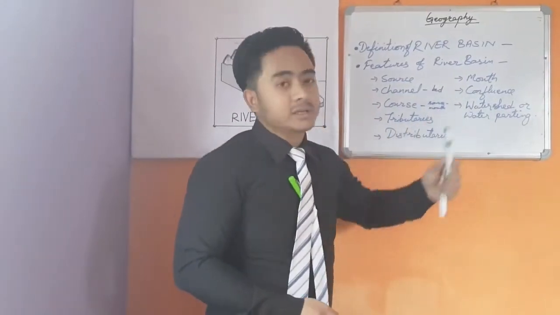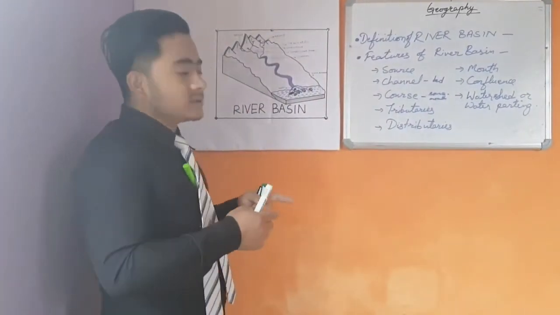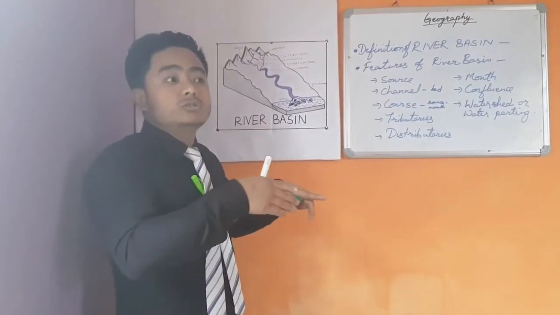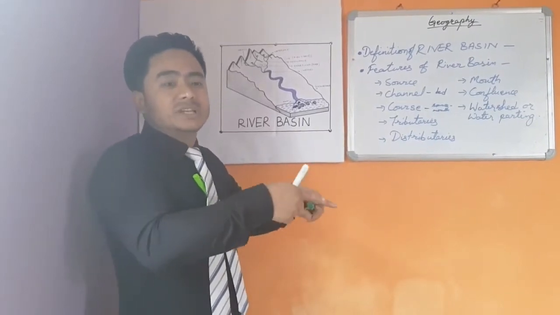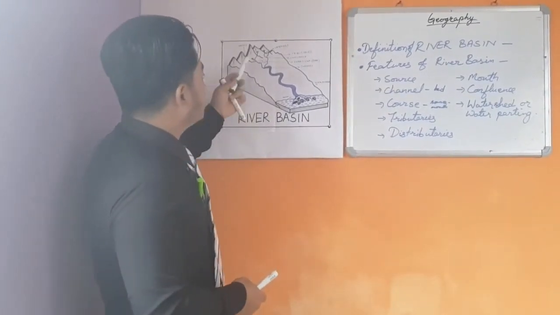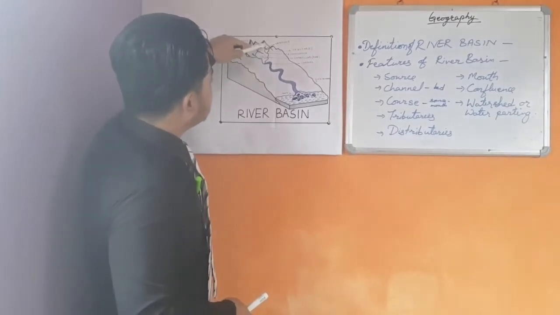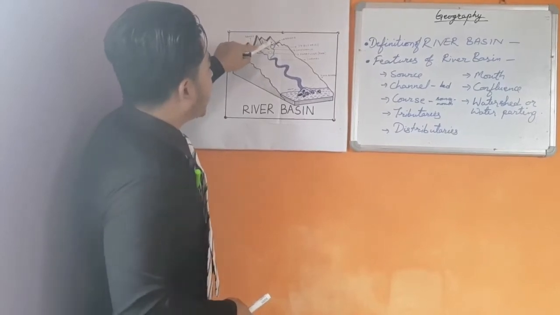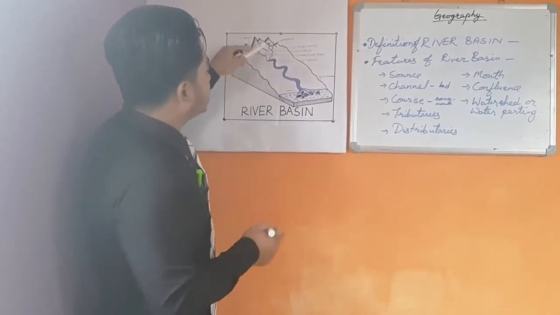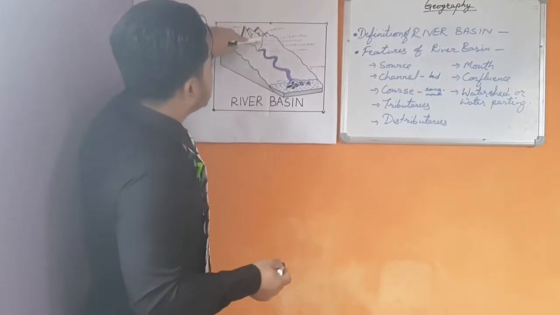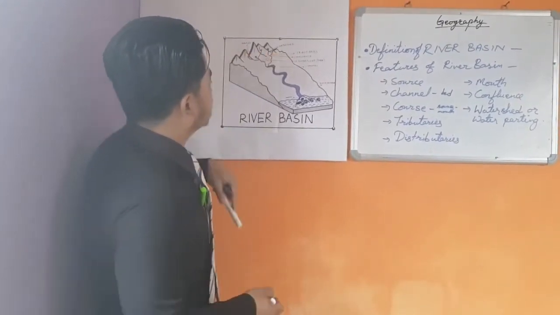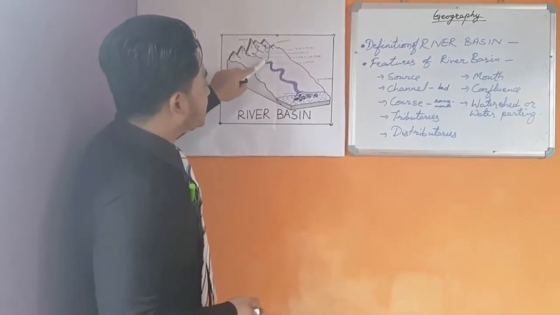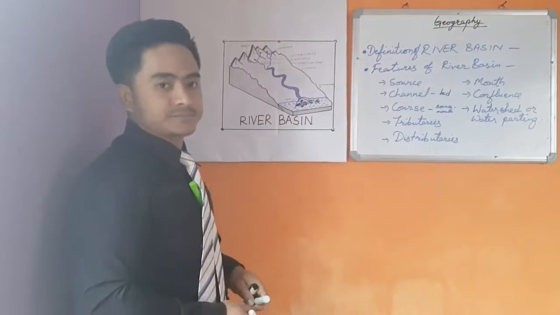And the fourth one is confluence. Confluence is the place where two rivers or two streams or two tributaries meet each other. As you can see in the diagram, this is a river stream that is originating. Here also there is another stream. They have joined together at this particular point. This is called a confluence. Or you can see, this is the river and this another river is joining here. This point is called the confluence.